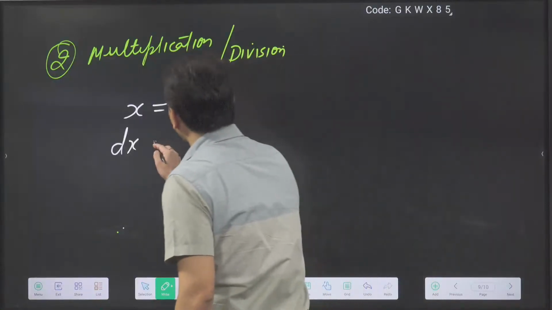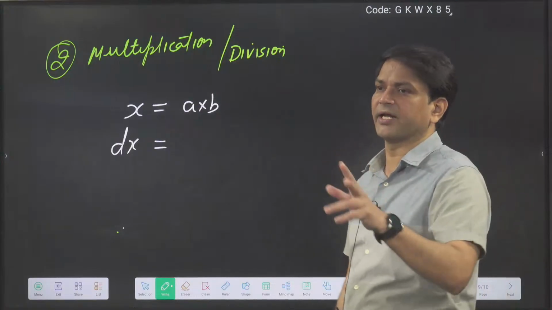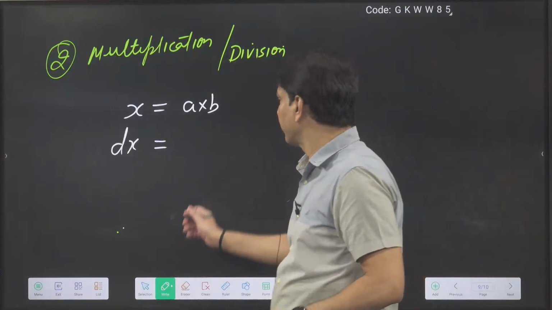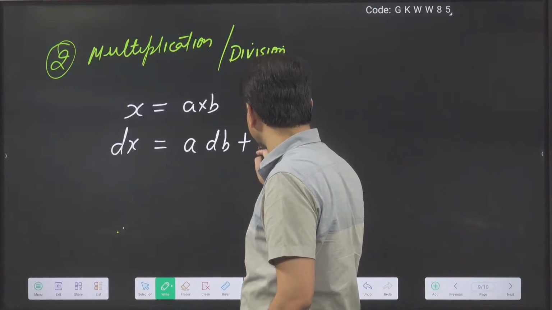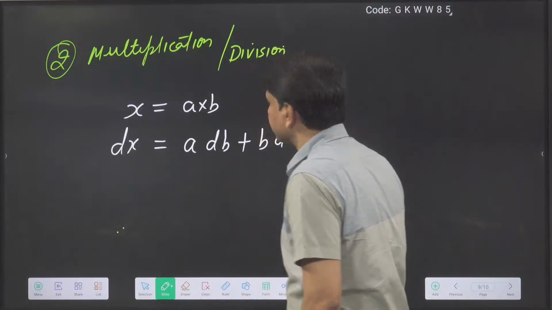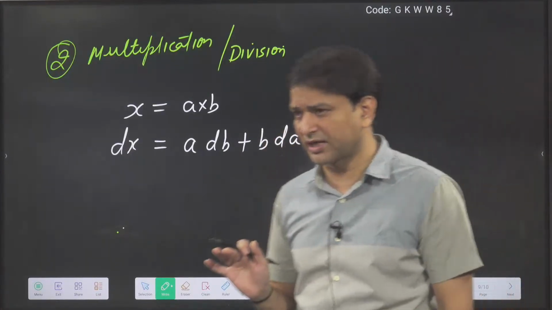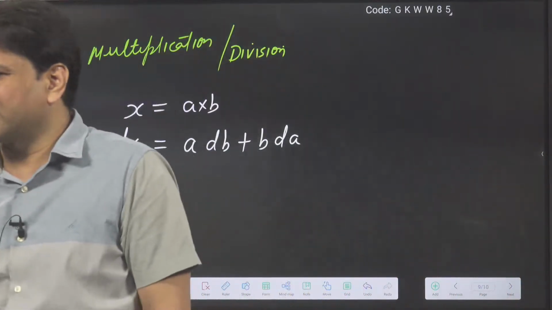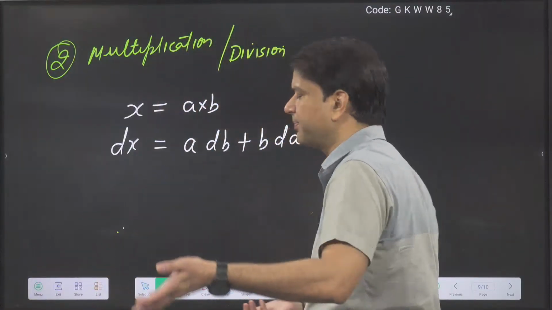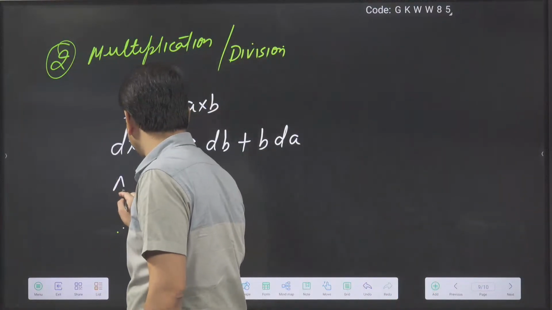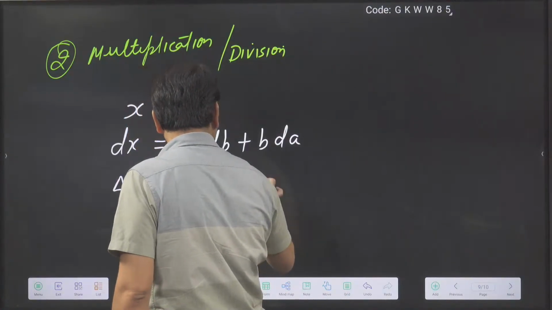Now on the right hand side we will use the product rule, because two functions are there, A and B. What is the product rule? First function into the differentiation of the second, plus second function into the differentiation of the first. Then we got dx is equal to A db plus B da. Now error is always small, so d I can replace by delta. Then delta x is equal to A delta B plus B delta A.